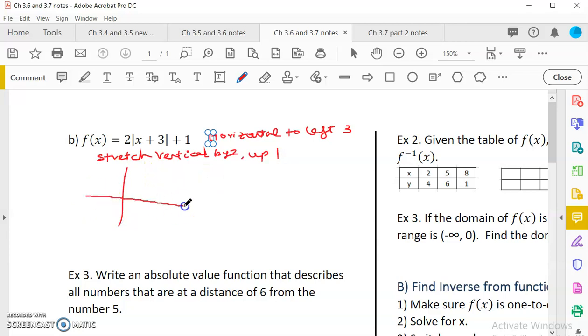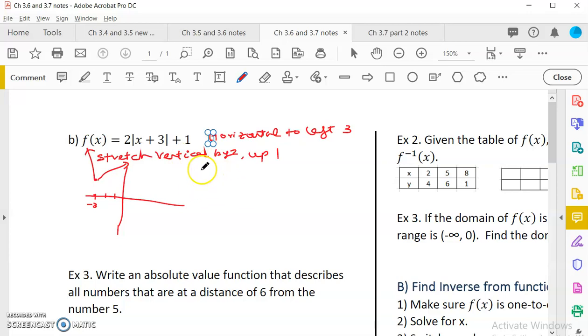So if you're just sketching it, you can think of it as you move your graph to the left by 3, to negative 3, and then you go up 1. So this is where the corner point is, and then basically you stretch it by 2. So you can quickly sketch it that way. And if you want to just do the points, you can do the table.